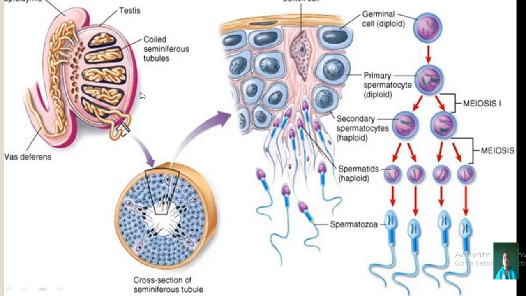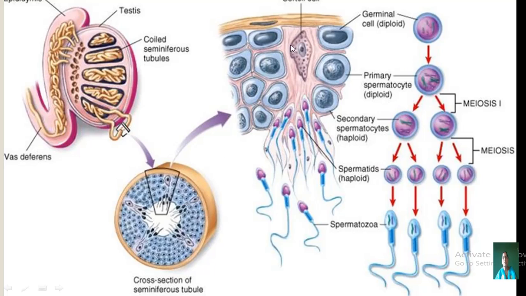Now come to the cross section of the seminiferous tubule. This is the transverse section of the seminiferous tubule. This is lined by cells. These are known as germinal epithelial cells. The germinal epithelial cells undergo mitosis to produce stem cells and spermatogonial mother cells. The spermatogonial mother cells undergo spermatogenesis to produce sperms, which are present in the middle.